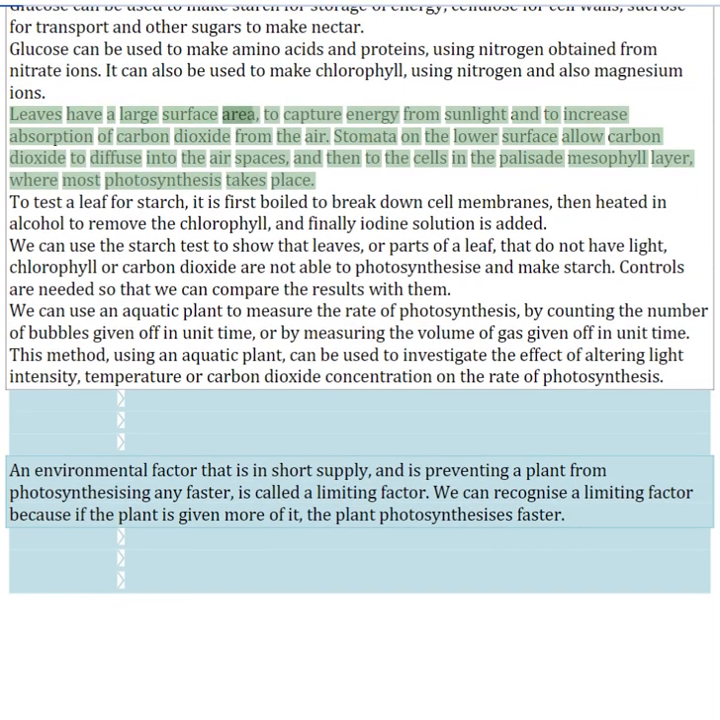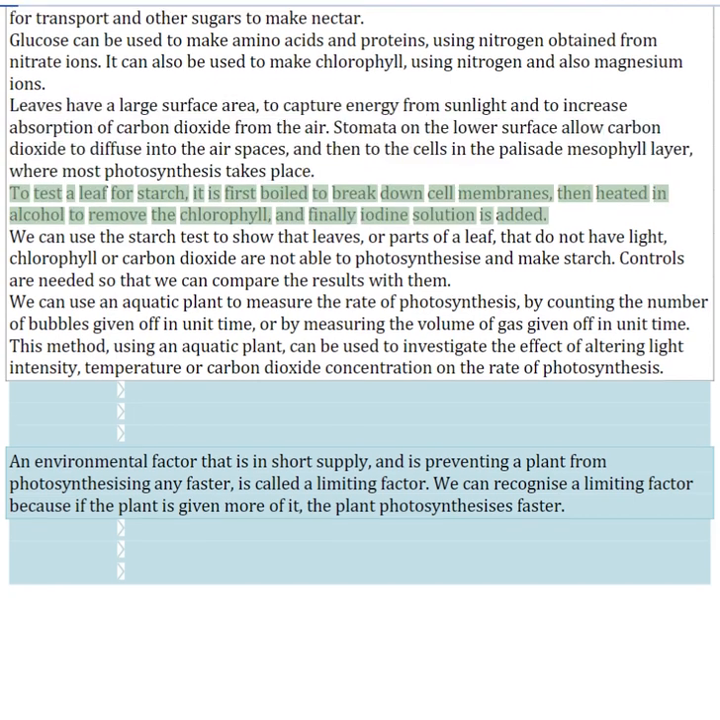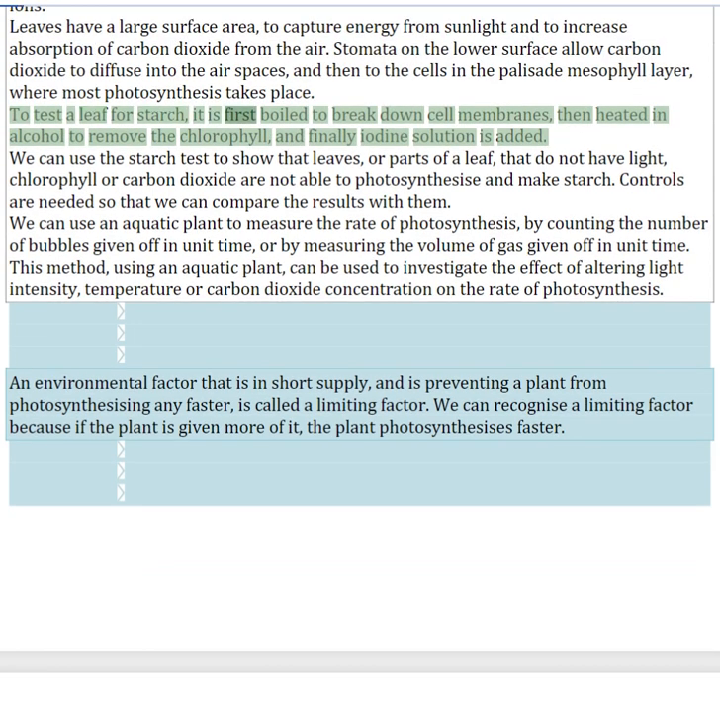Leaves have a large surface area to capture energy from sunlight and to increase absorption of carbon dioxide from the air. Stomata on the lower surface allow carbon dioxide to diffuse into the air spaces, and then to the cells in the palisade mesophyll layer, where most photosynthesis takes place. To test a leaf for starch, it is first boiled to break down cell membranes, then heated in alcohol to remove the chlorophyll, and finally iodine solution is added.